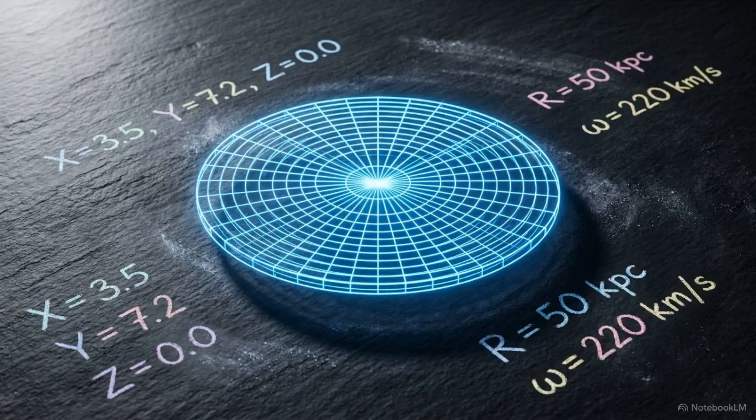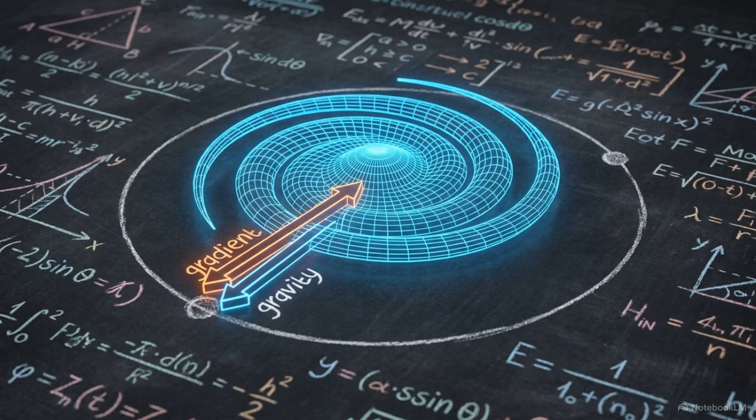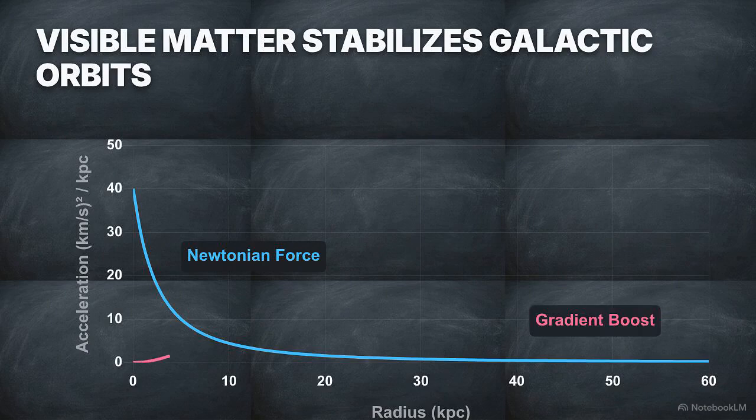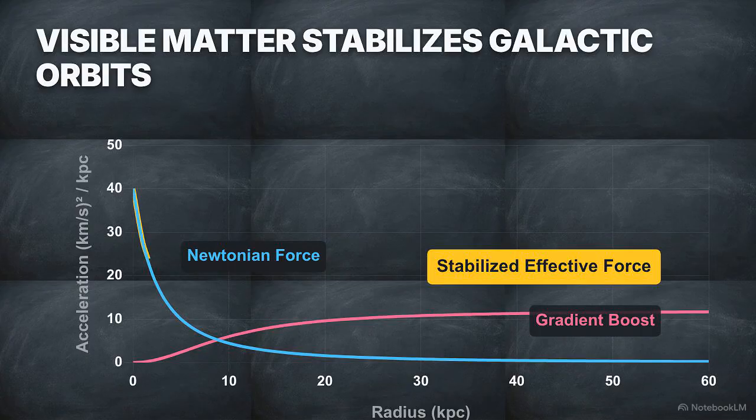To test if this theory works, we run the math through an axisymmetric model of a baryonic galactic disk. We define the total effective radial acceleration acting on the stars as the sum of the standard Newtonian pole and our new gradient-induced acceleration. This chart shows the standard Newtonian acceleration decaying as the distance from the galactic center increases. As the Newtonian force drops, the gradient-induced acceleration rises in tandem, triggered by the fading density of the visible disk. When combined, these two components yield a stabilized, flat effective acceleration, extending to the outer edges of the simulation.